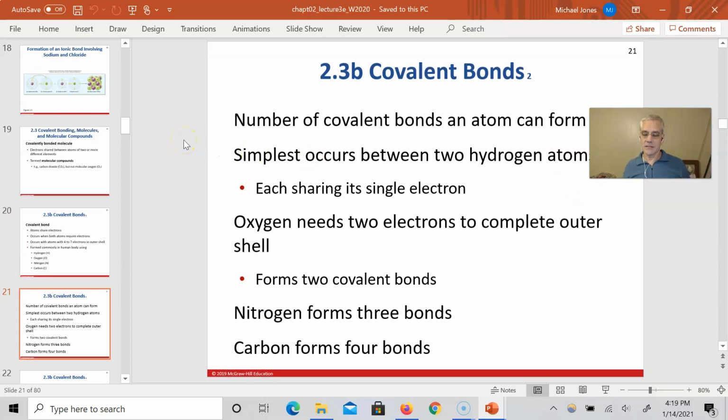Now, I just mentioned that you can share one pair of electrons. That is called a single covalent bond. You can share 2 pair of electrons. That's a double bond, or triple bonds.